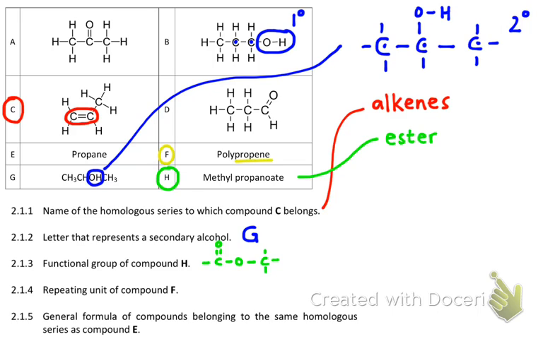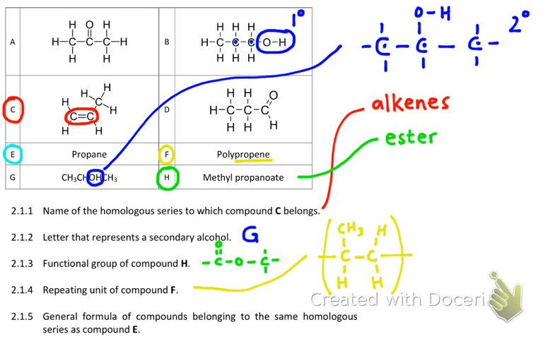2.1.4: The repeating unit of compound F, it's polypropene, and so if we draw out propene, then we have it. 3 carbons in a chain with a double bond between 2 of the carbons. When it polymerizes, it does so by addition polymerization, so the double bond breaks as the monomers join together, and so that then is the repeating unit.